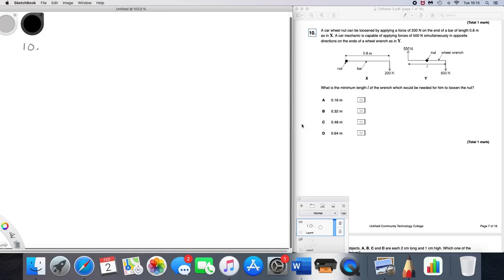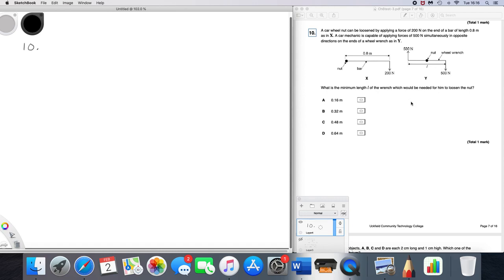A car wheel nut can be loosened by applying a force of 200 newtons on the end of a bar of length 0.8 meters, as in X. A car mechanic is capable of applying forces of 500 newtons simultaneously in opposite directions on the end of a wheel wrench, as in Y. What is the minimum length L of the wrench which would be needed for him to loosen the nut?